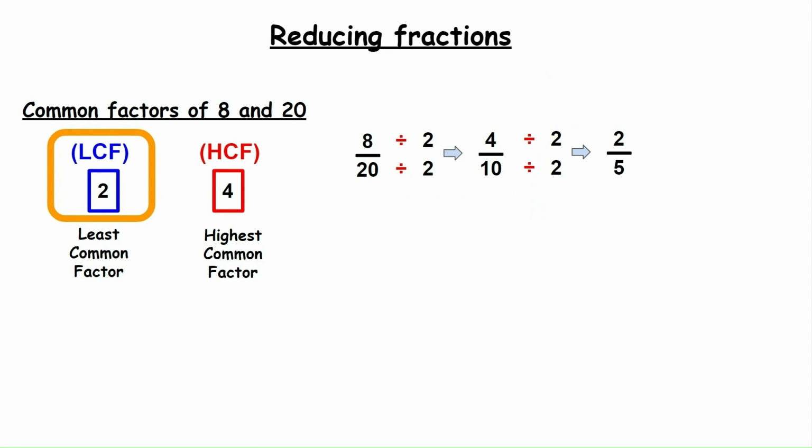So as you can see, we get the same answer as we got when we use the highest common factor. The only difference is using the largest number or the highest common factor helped us to reach our simplest form a lot quicker. I'm going to show you a method for reducing fractions, and this method involves prime factorization.